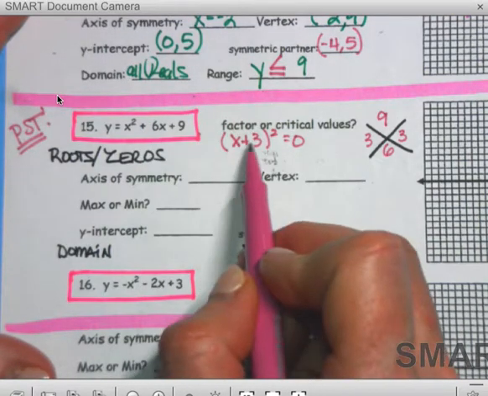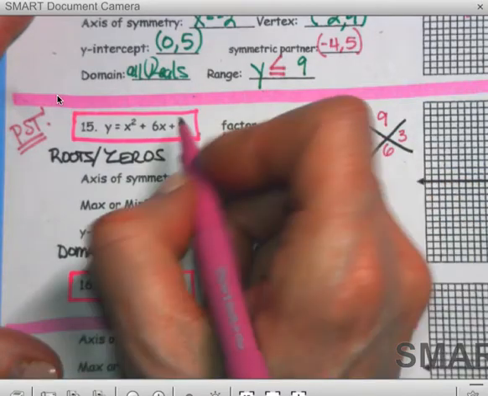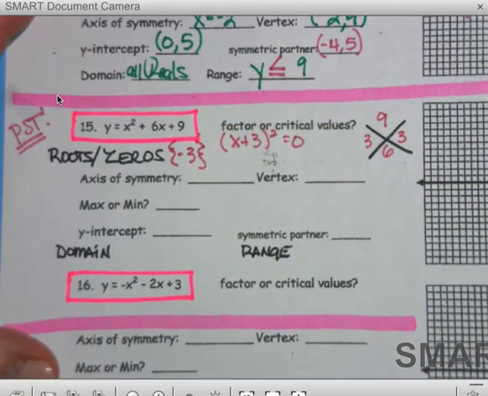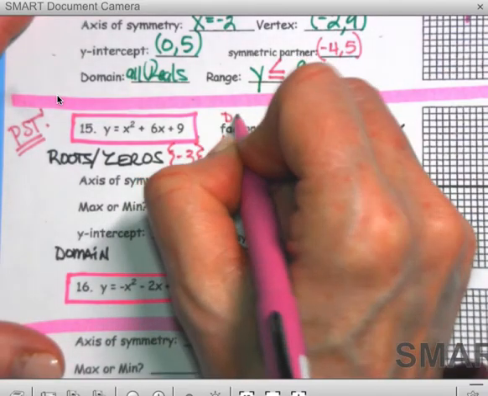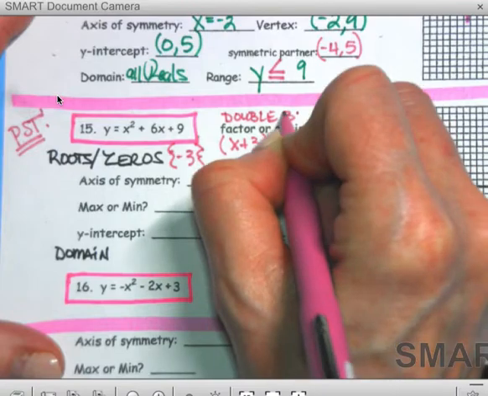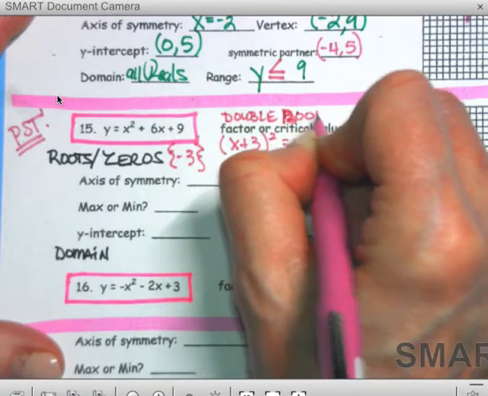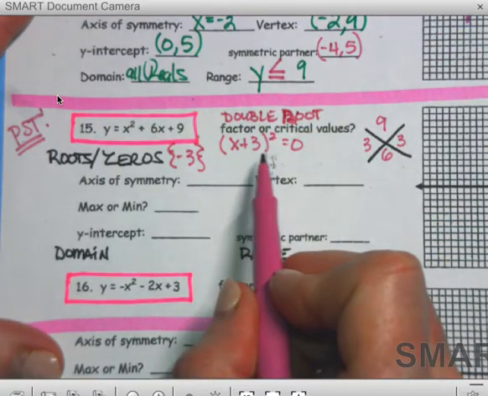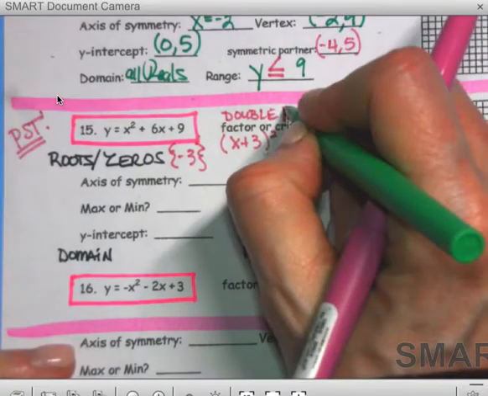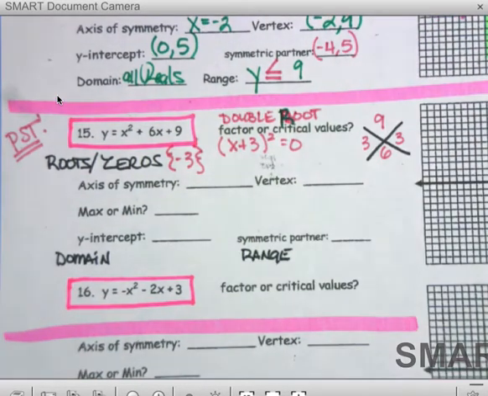If I set this factor equal to 0, I'm going to have one root, and it's going to be -3. And this is a case that we would consider having a double root, because the factor of x + 3 occurs twice. It's the same factor occurring twice. So you consider this a double root.